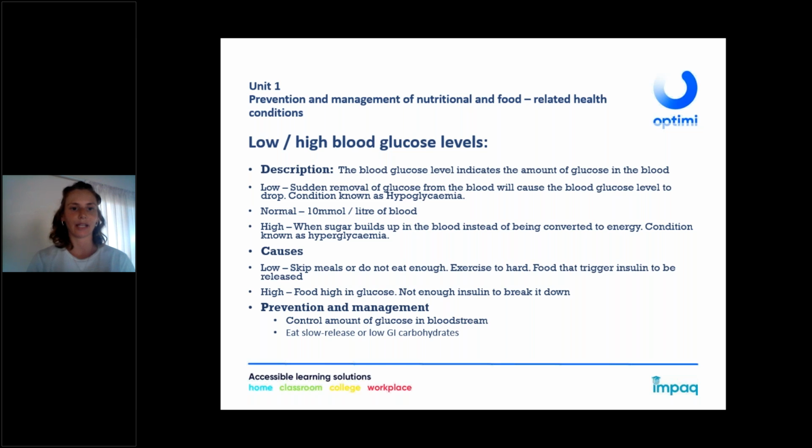So how do I prevent low and high blood glucose levels? First of all, you need to make sure you have control over the amount of glucose you take in from food. And the best way is to eat slow-release, or low GI, carbs so that the glucose is slowly released into the bloodstream. Then there's not a lot at one time in the blood, and then your body can actually use the insulin to break it down. Okay.